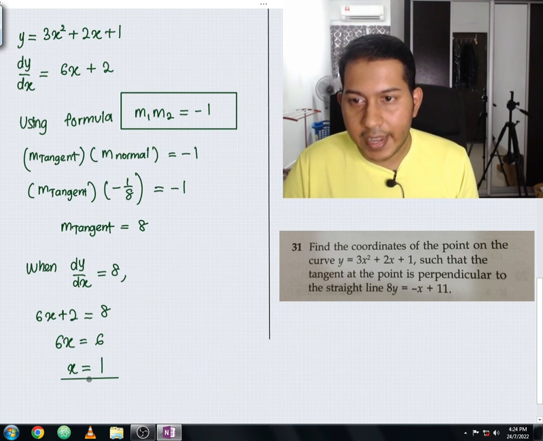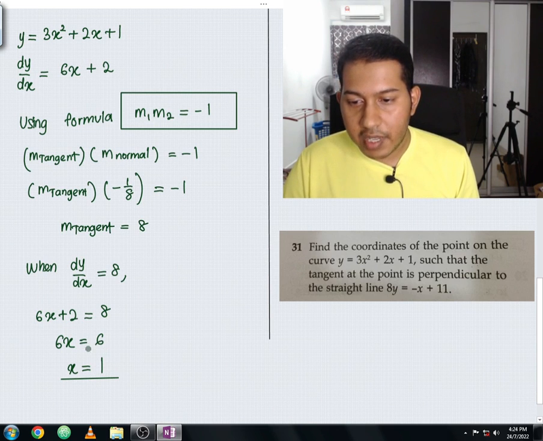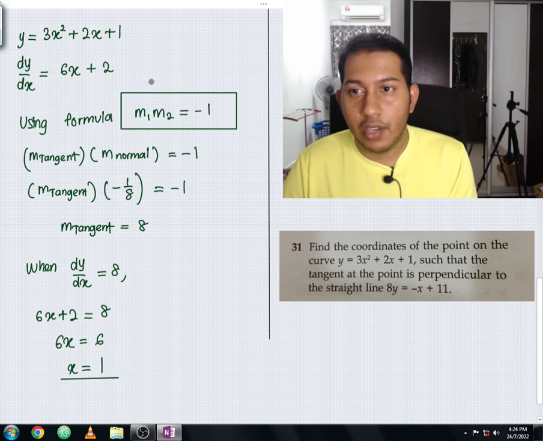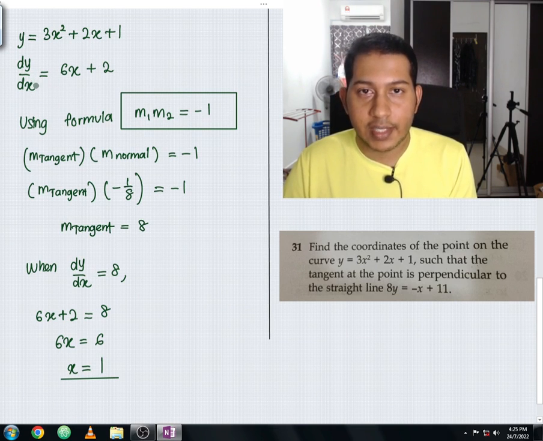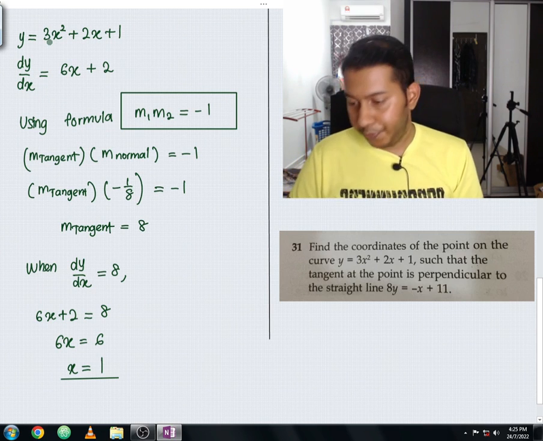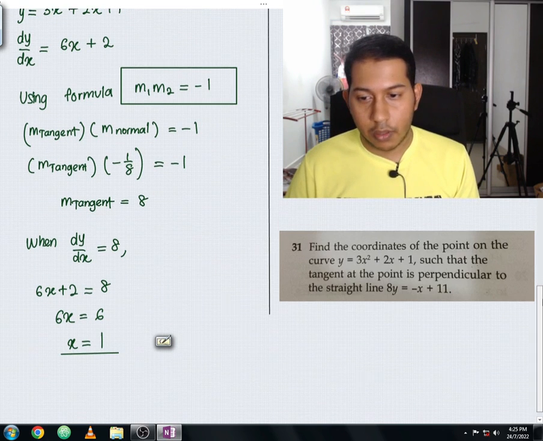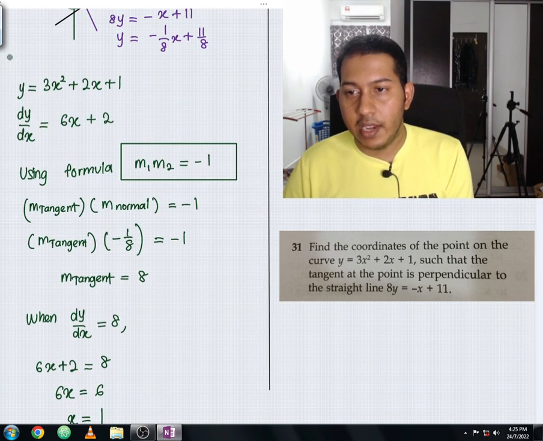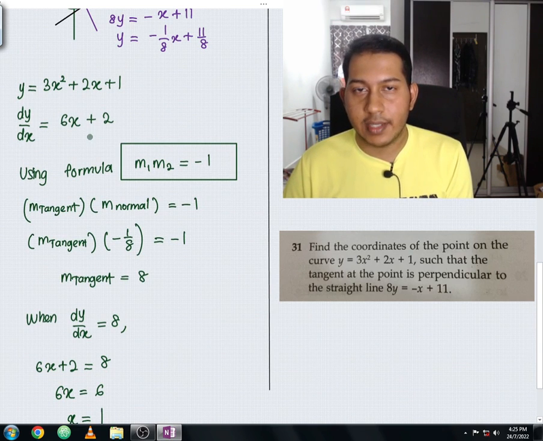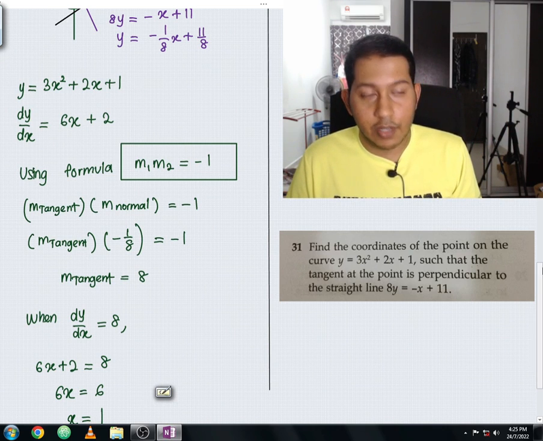Once you already find the x value, the next thing you need to do is, using this x value, you need to substitute into the y equation. You don't substitute into dy over dx again, guys. You have to substitute into y because you need to get the coordinate. So we are required to find the coordinate. There is a difference between y and dy over dx, guys. dy over dx is the gradient of the curve. y is the curve itself, the equation of the curve itself. I just want to clarify this.